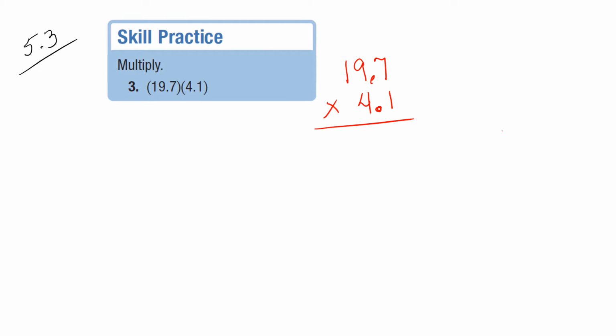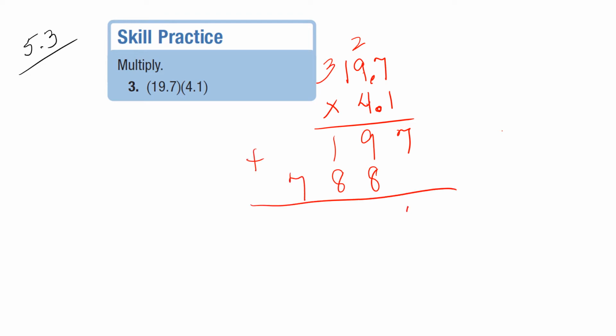This is section 5.3, and when I multiply, I'm going to pretend there's no decimals, and I'll just do the multiplication. 1 times 7, 1 times 9, 1 times 1, multiplying by the 4. 4 times 7 is 28, 4 times 9 is 36, and 2 is 38. 4 times 1 is 4, and 3 is 7. And we still add our partial products together.